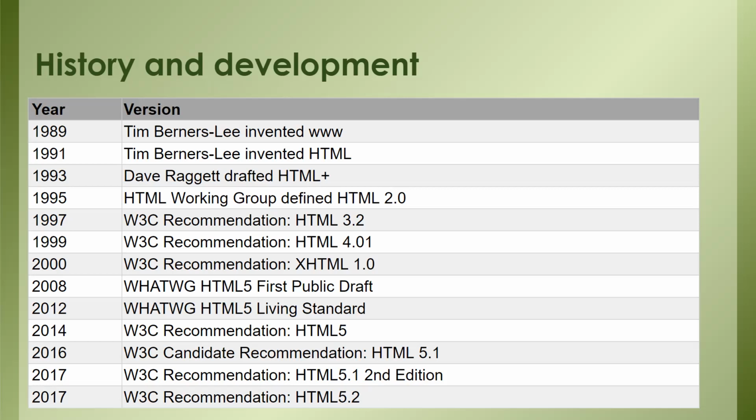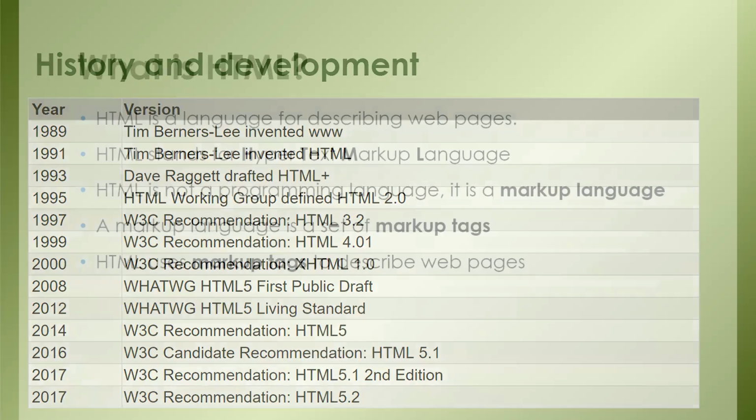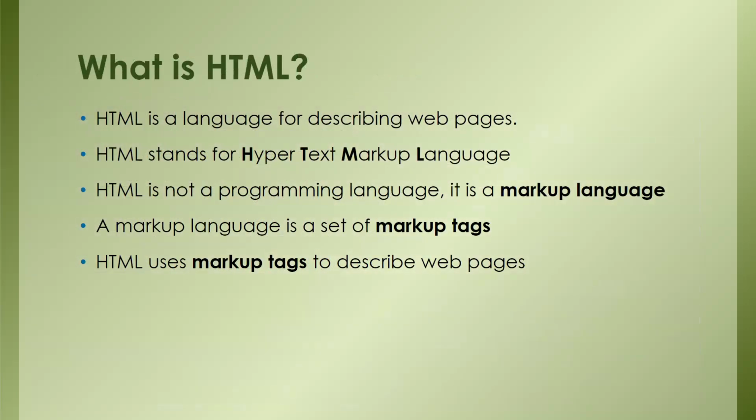You can see that little by little the HTML has improved. Still we are using HTML. Here again they are mentioning how HTML comes. It's not a programming language, it's a markup language. Programming languages are, for example, C++ or Python. Here HTML is purely a markup language, not a programming language.